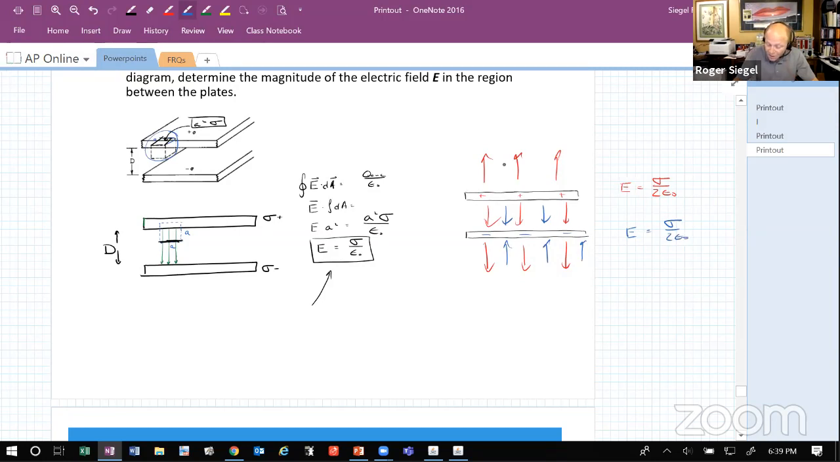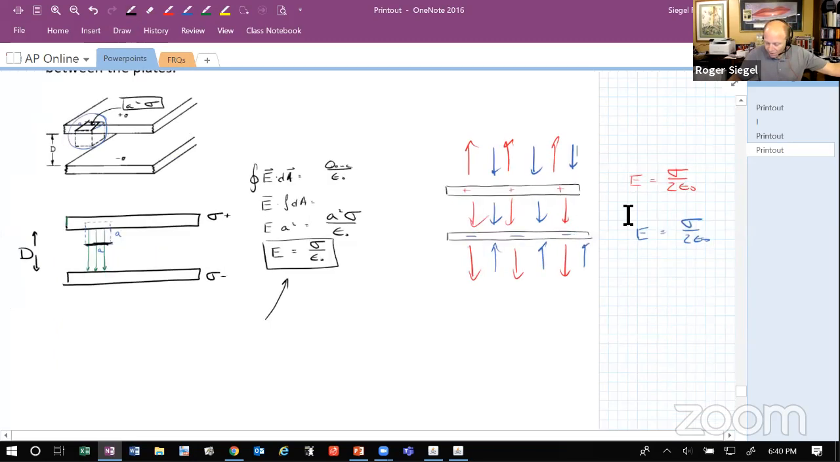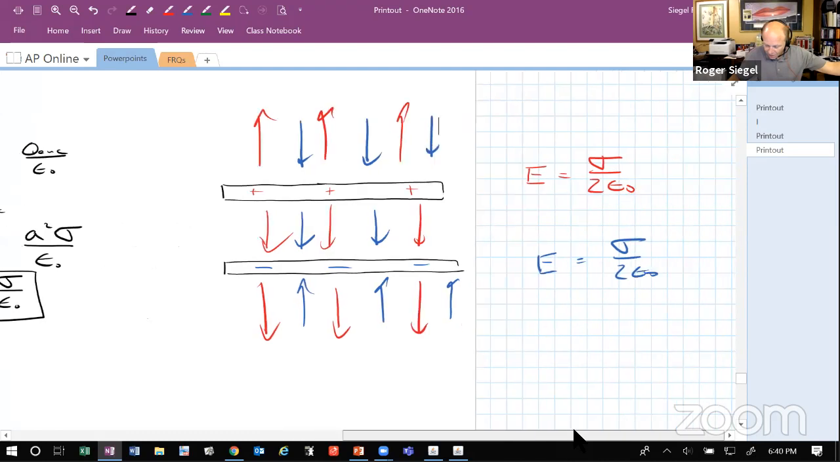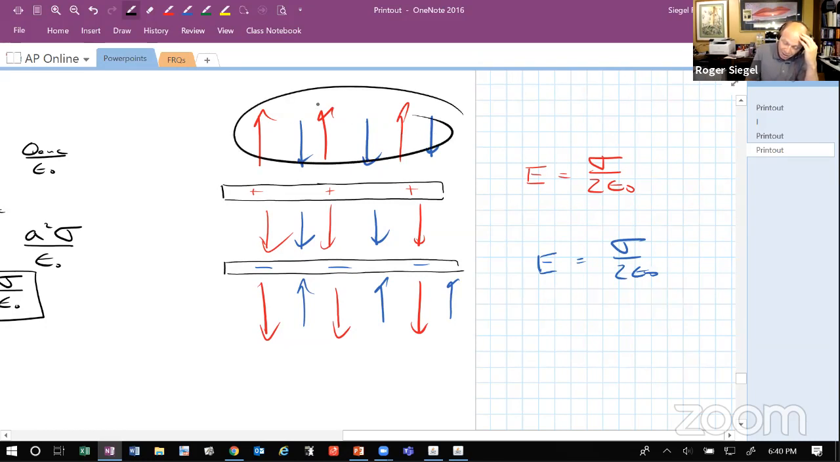But you can see what would happen. This is pointing toward the negative plate. And so let's add this up. Okay. So if I come over here, one of the things we can see is that up here, the blue is all down, the red is up. They're going to add to 0.